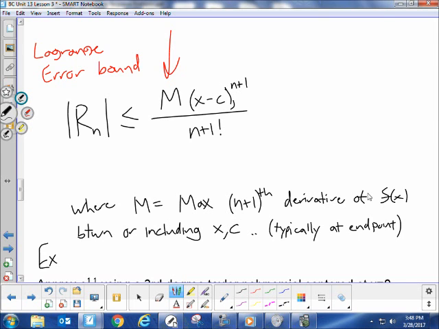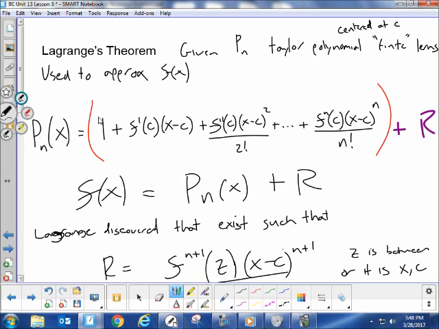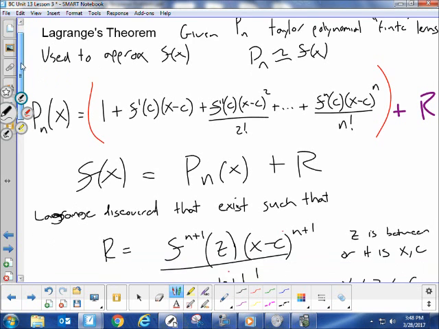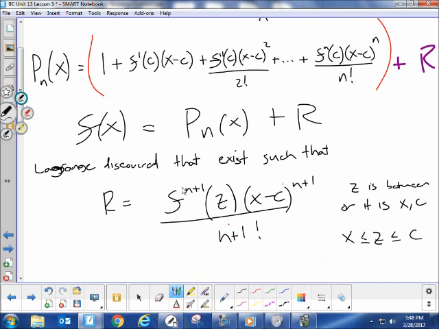Okay, let me walk you through it one more time. We know we have a Taylor polynomial. It's going to be an approximation. P of n is going to approximate f of x. Well, f of x will equal P of n plus a remainder. Lagrange discovered that you take the next term at a specific derivative at some value between x and the value that you're trying to approximate, and that will be the remainder.